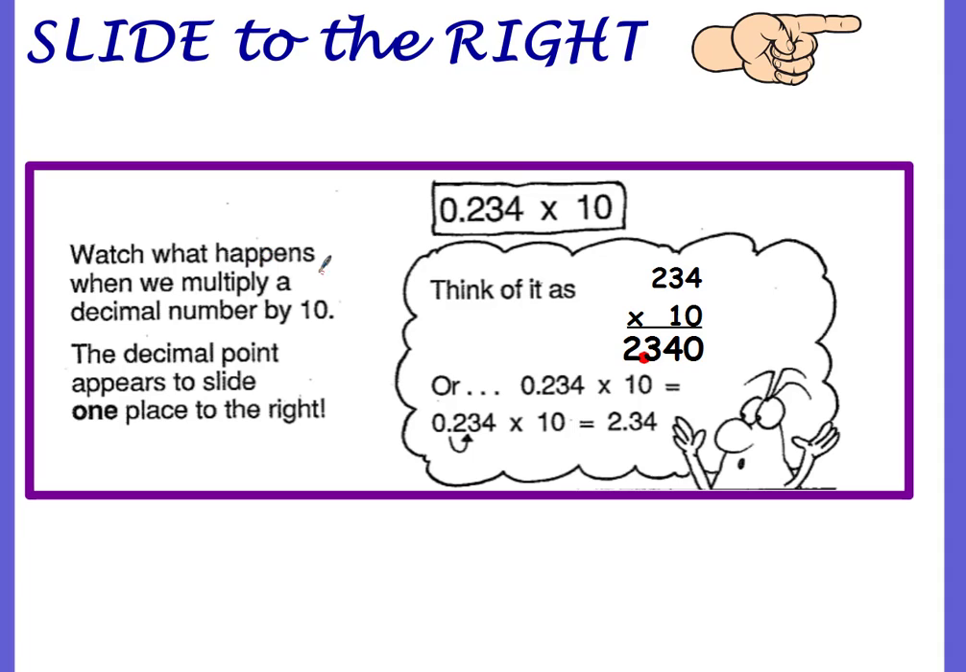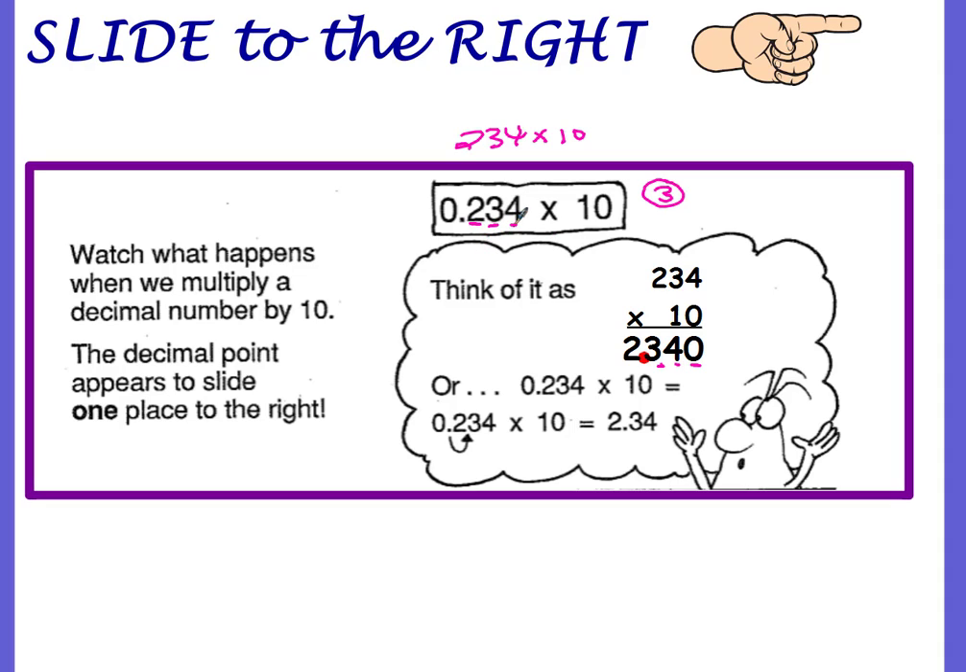Okay, watch what happens when we multiply a decimal number by 10. Remember we've talked about how to multiply with decimals. We can just count how many decimal places we need, which in this case, there's 3 in the first factor. The second factor doesn't have any, so we need a total of 3. Then we can take the decimal point out, multiply as if they were whole numbers, and it would be 234 times 10, which is what's happening here. Then you go in and place your decimal point, 1, 2, 3. The decimal point goes between the 2 and the 3.